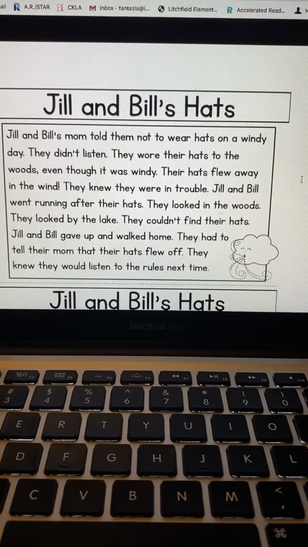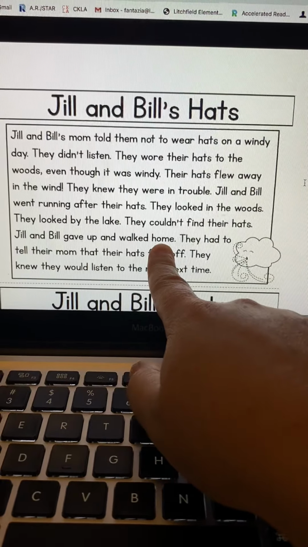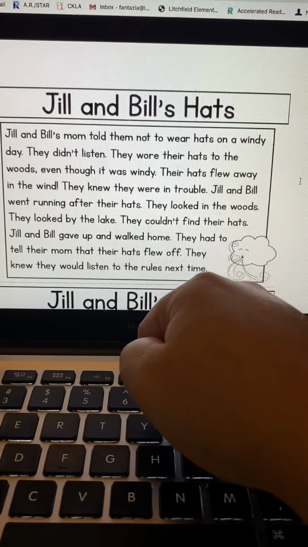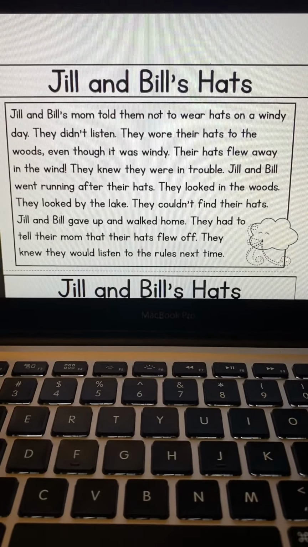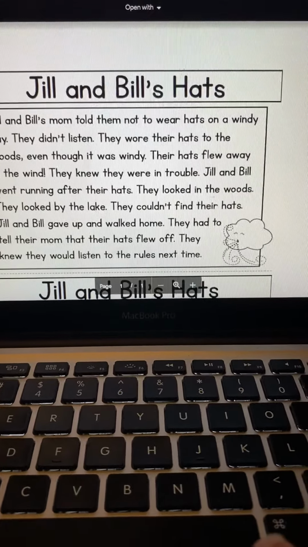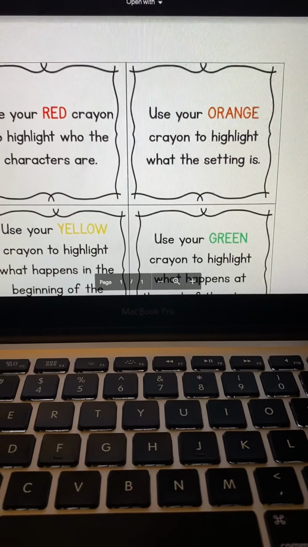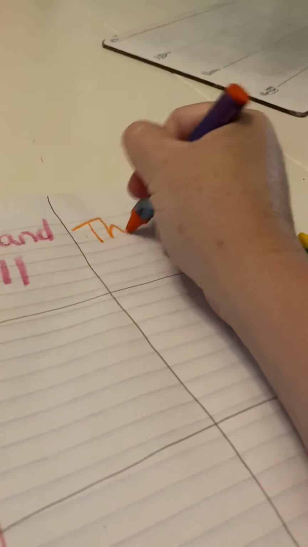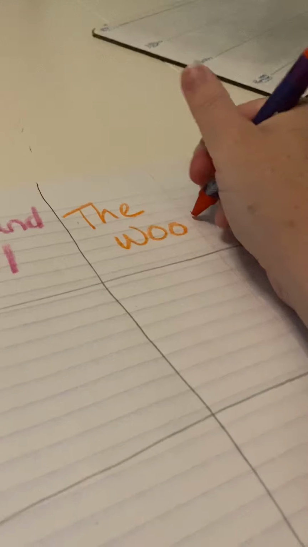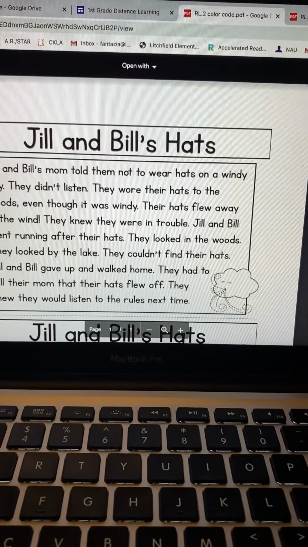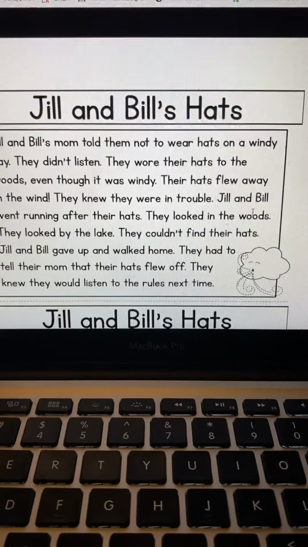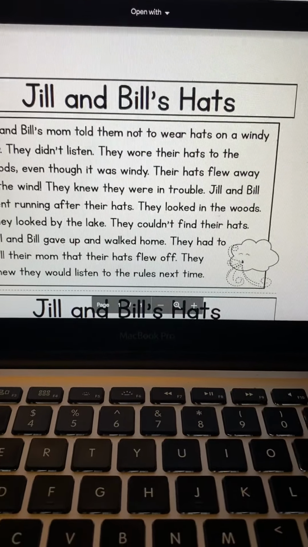Uh-oh. So here's the thing. It talks about how they walked home. It talks about a lake. But most of the story took place, and where the problem happens and everything, all the good stuff happens, was in the woods. So I'm only going to put the main part, and that would be the woods in orange. So over here, I'm going to put the woods, because the main part of my story took place in the woods. We don't have to tell every single detail. We can say they looked around everywhere, but they lost it when they were in the woods.